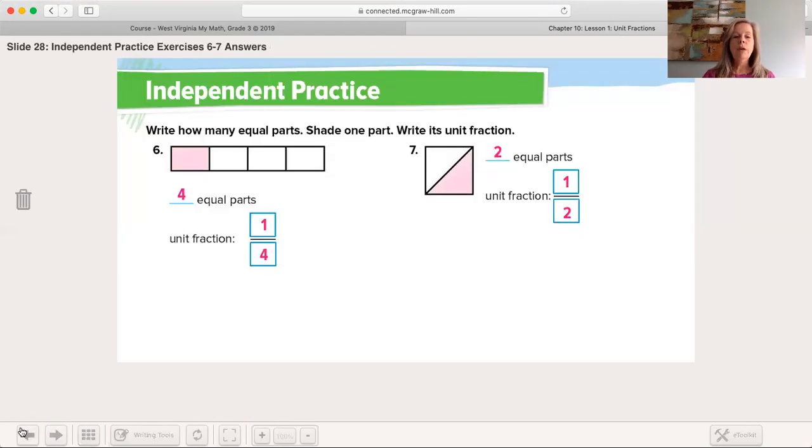Did you put 4 equal parts? And then the unit fraction is 1 of the 4, 1/4. Number 7, there are 2 equal parts. The unit fraction is 1 of the 2, or 1/2.